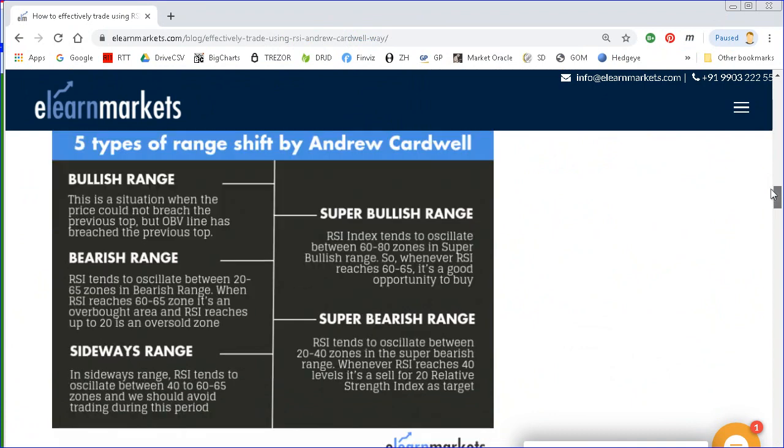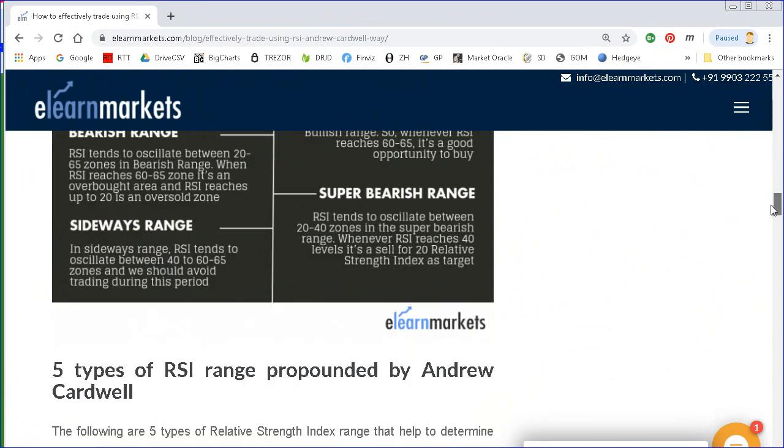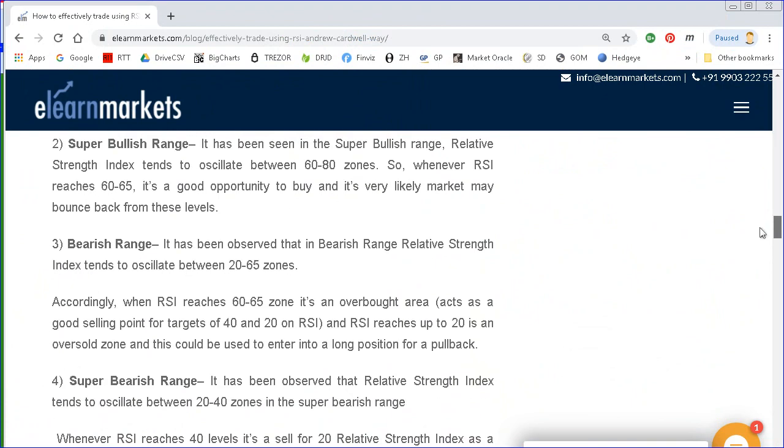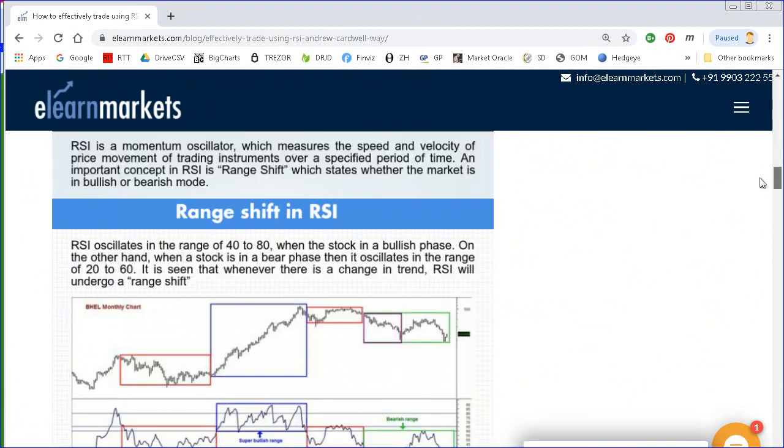And here's an example down here. There are some notes on how he defines the bullish range, bearish range, sideways range, and the super bullish range. A few notes down there. You can read that yourself. So I think that's all pretty good.